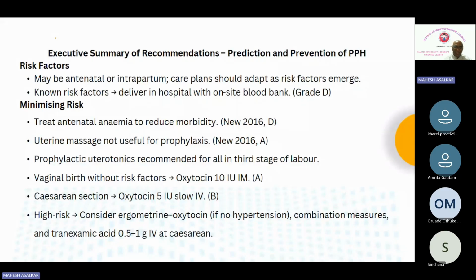If you have a low risk patient, which is also frequently asked in SBA, the prophylactic uterotonic of choice for vaginal birth is oxytocin 10 units intramuscularly. For caesarean section, oxytocin 5 units slowly intravenous. If the patient is at high risk for the development of PPH, then we may consider ergometrine plus oxytocin, that is syntometrine, provided there is no contraindication to ergometrine like hypertension. Even tranexamic acid can also be used at the time of caesarean section. So these are the options they can ask you.